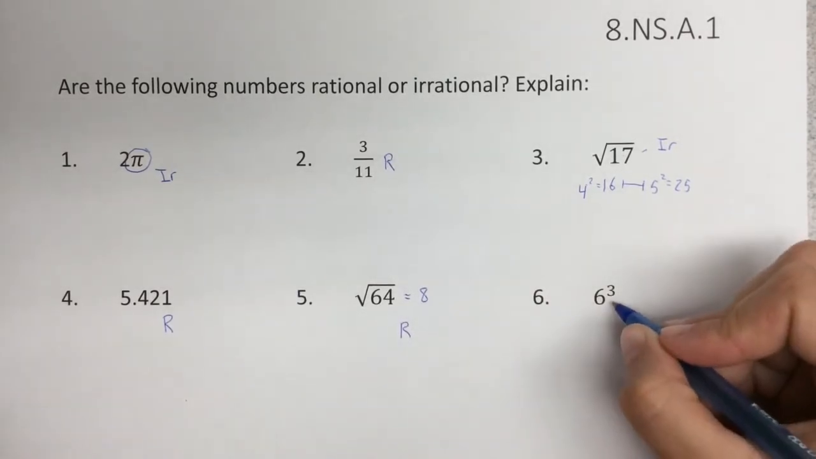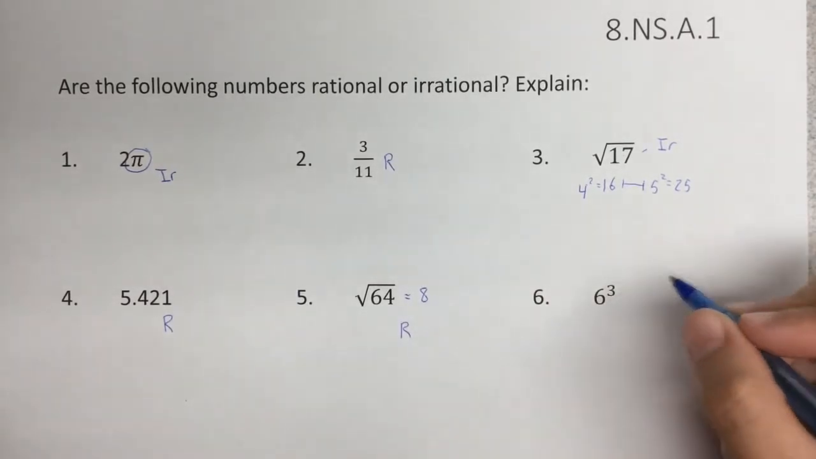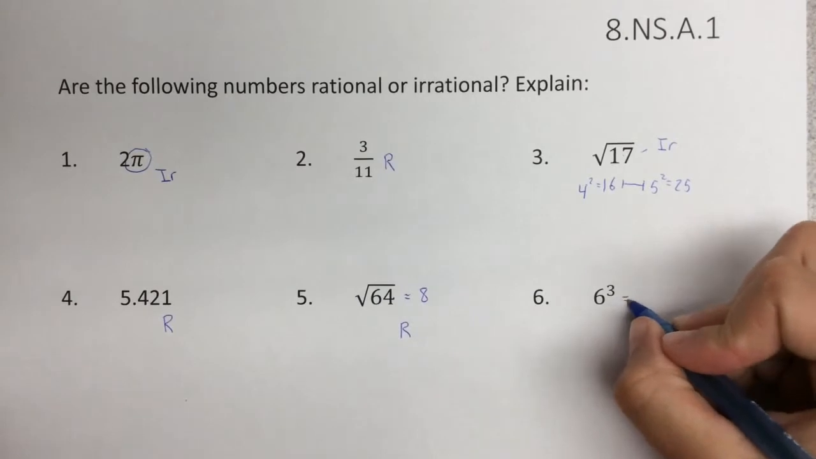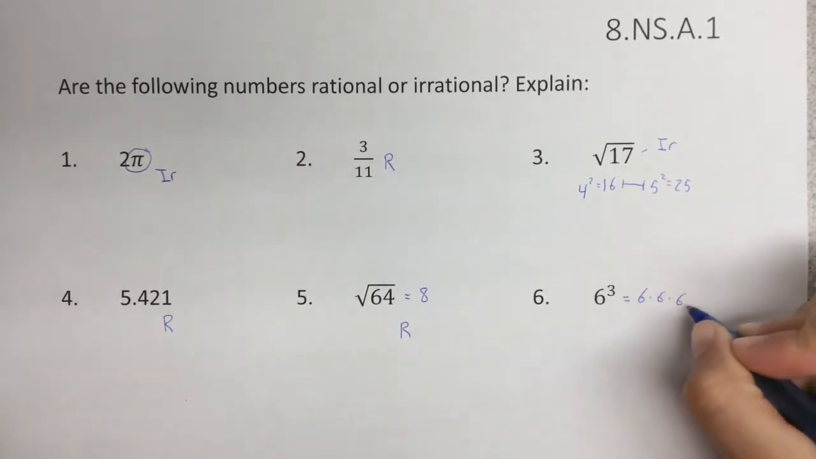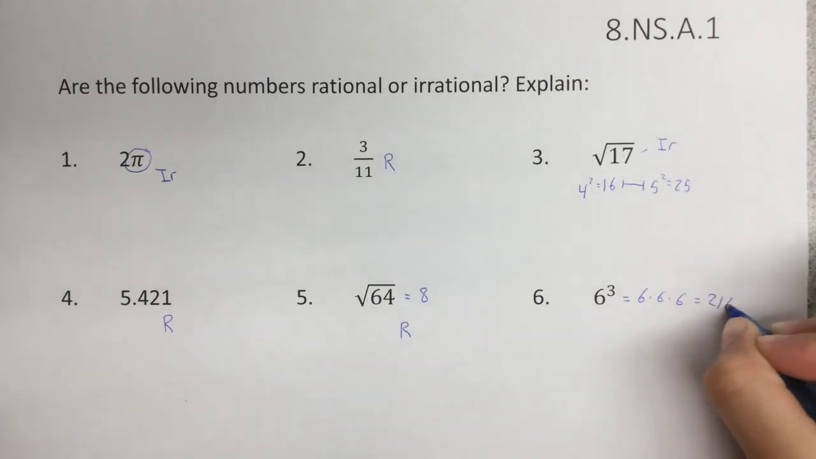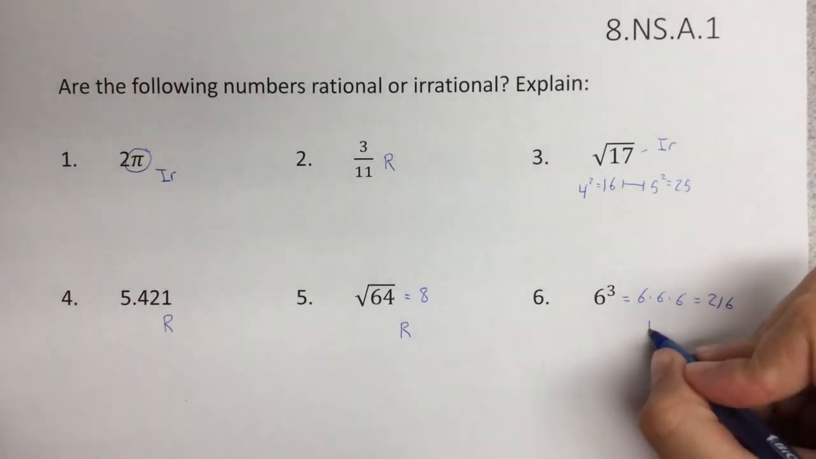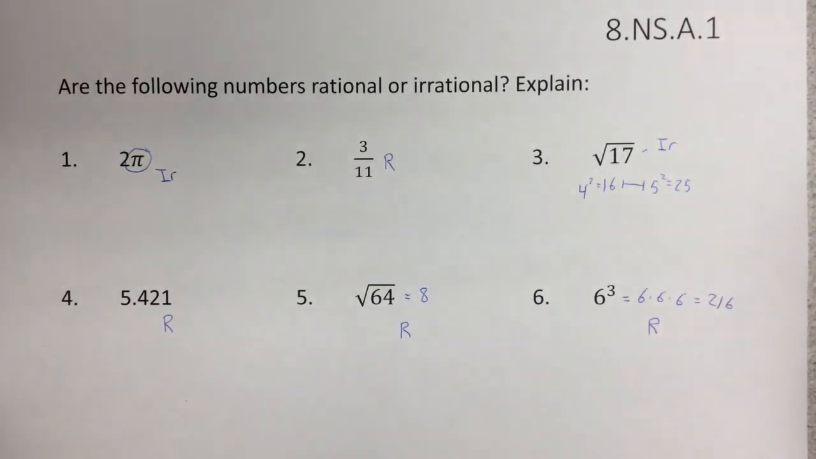And then our last example is 6 to the third power, or 6 cubed. This can also be simplified by just doing 6 times 6 times 6, which equals 216. Since that's also a whole number, this is another example of a rational number.